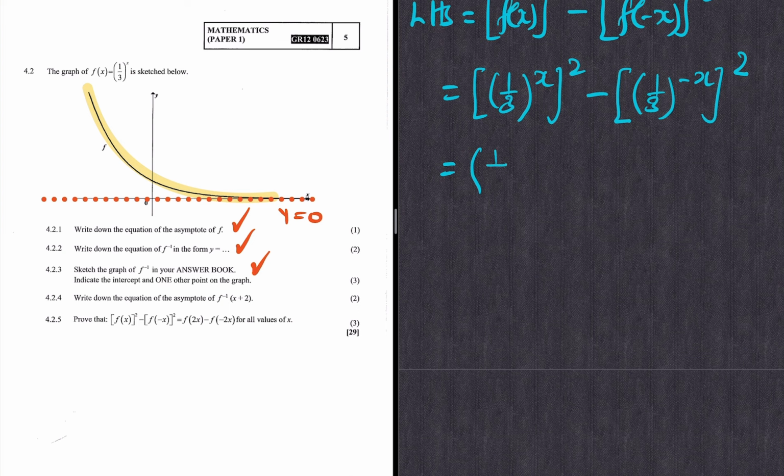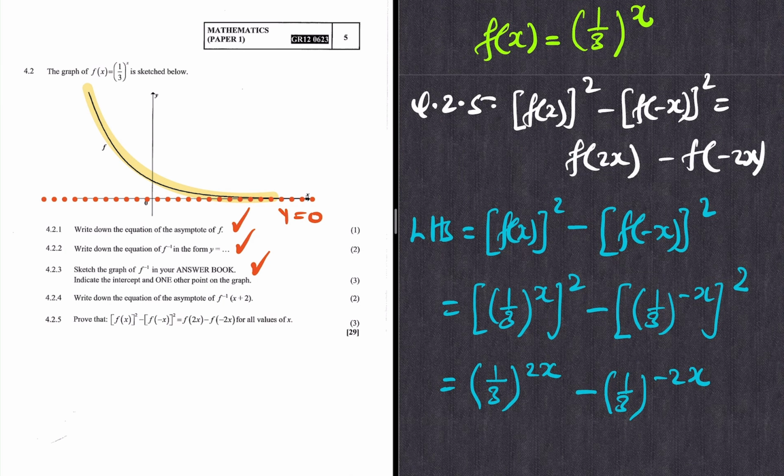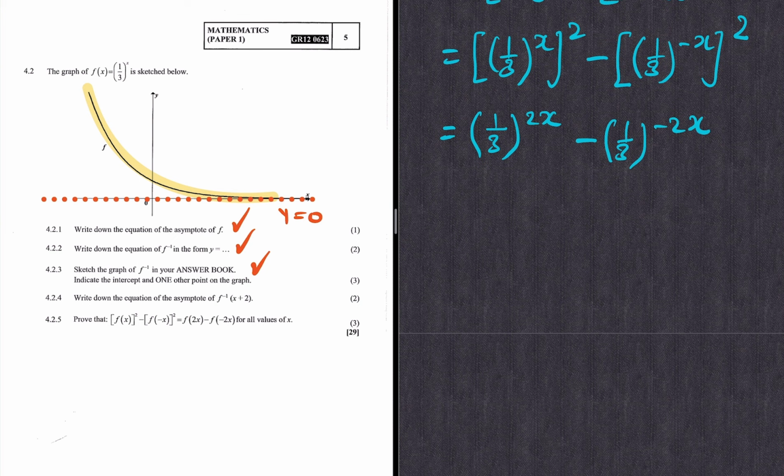So you will have 1/3 to the power 2x, okay? And then now you're going to have minus, multiply negative x and 2. This becomes 1/3 to the power negative 2x. That's the left hand side. You can simplify it if you want.